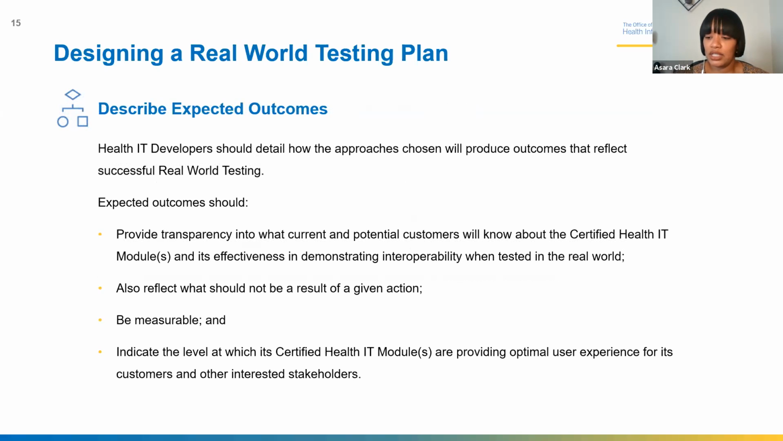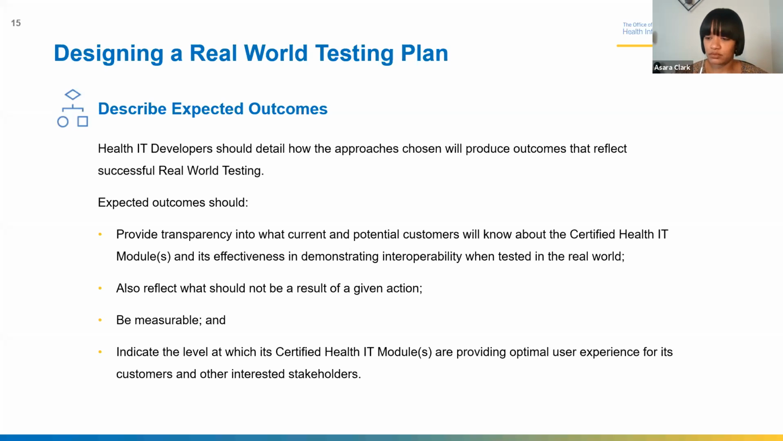All right. Now, when you're thinking about your expected outcomes, developers just need to detail how the approaches they chose are going to produce outcomes that reflect successful real-world testing. I went over what ONC states successful real-world testing is earlier on in the presentation. And these expected outcomes should provide transparency into what current and potential customers will know about your certified health IT, its effectiveness in demonstrating interoperability and data exchange functionality. They also could reflect what should not be a result of a given action, right? They should be measurable and indicate the level at which the certified health IT is providing optimal user experience for its customers.